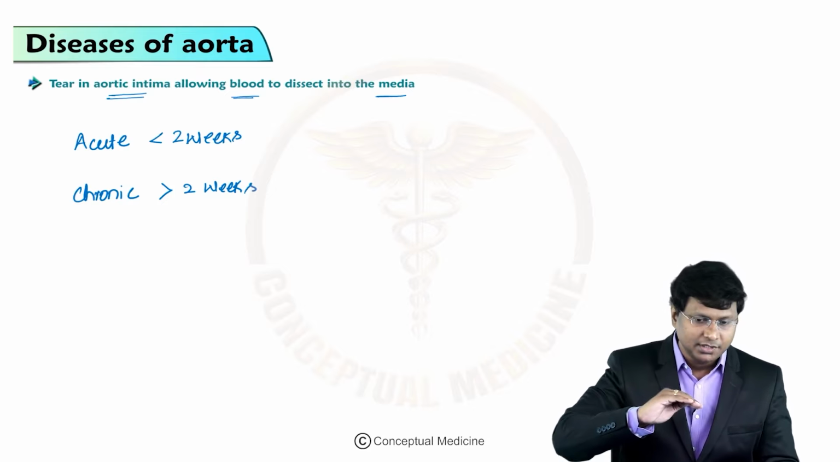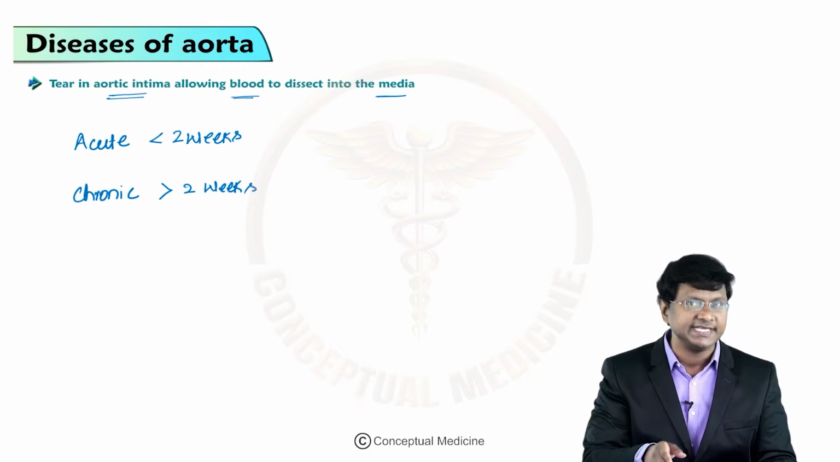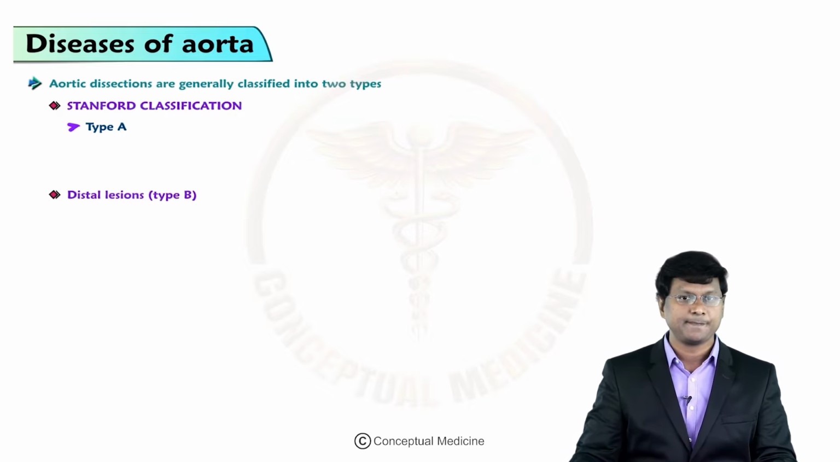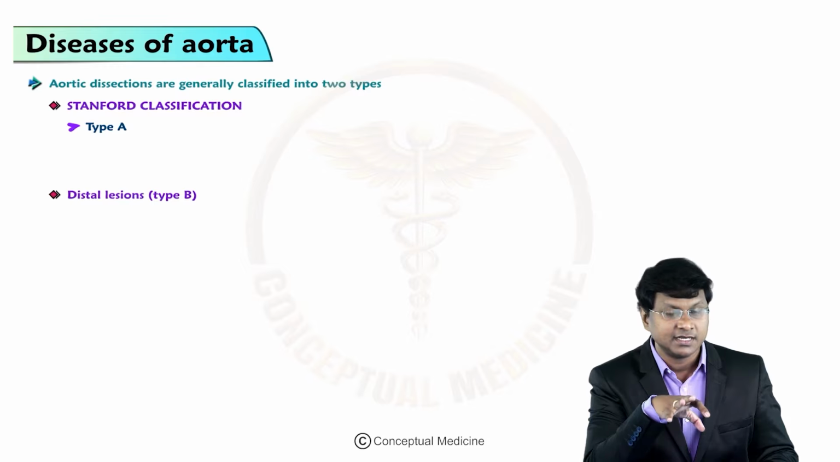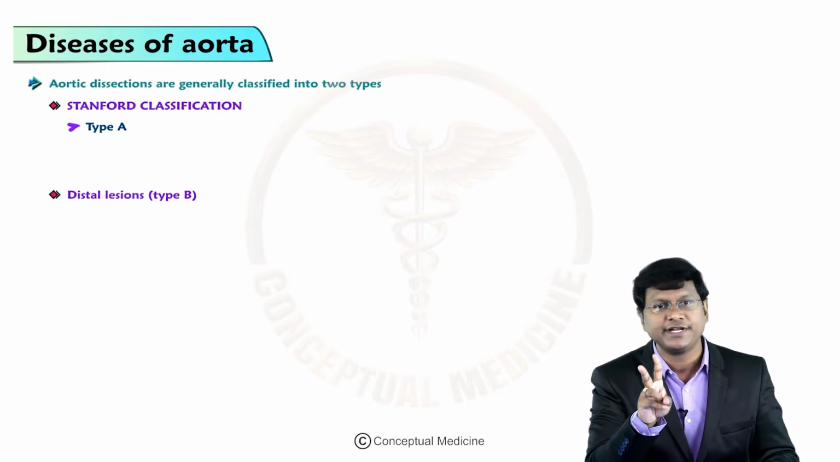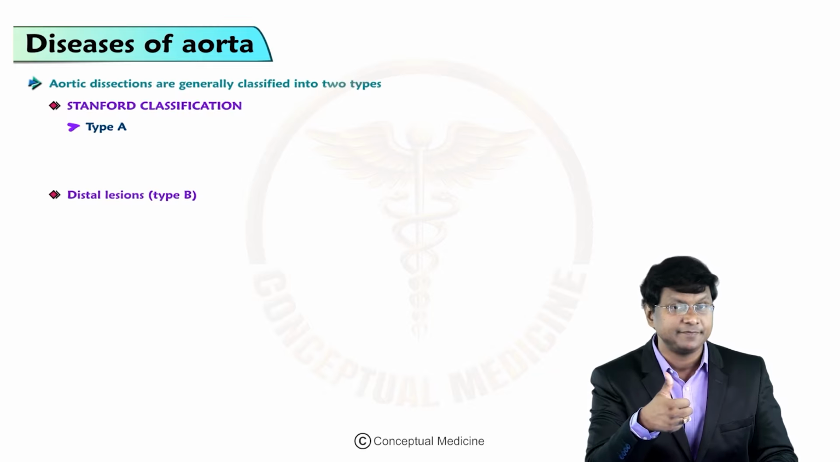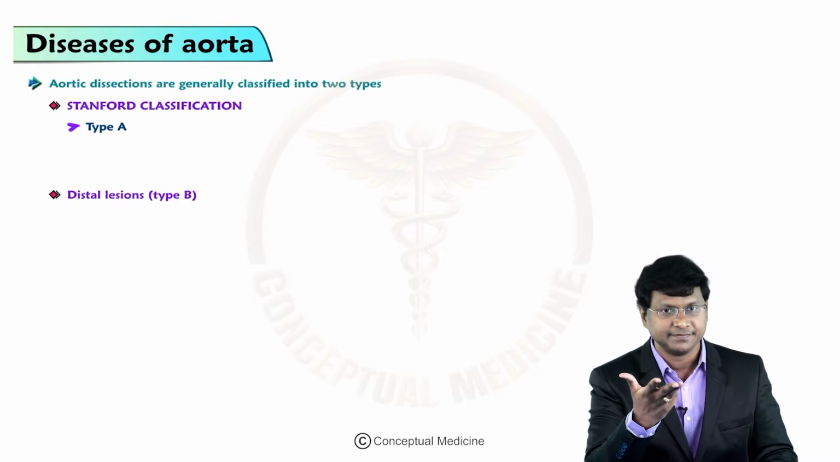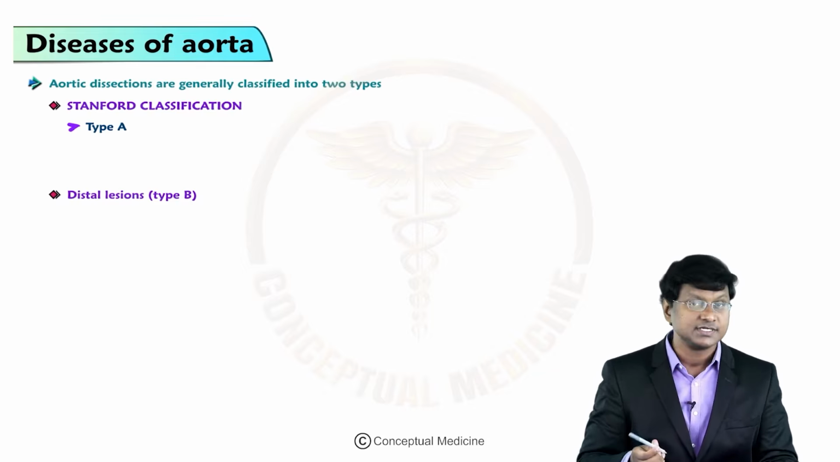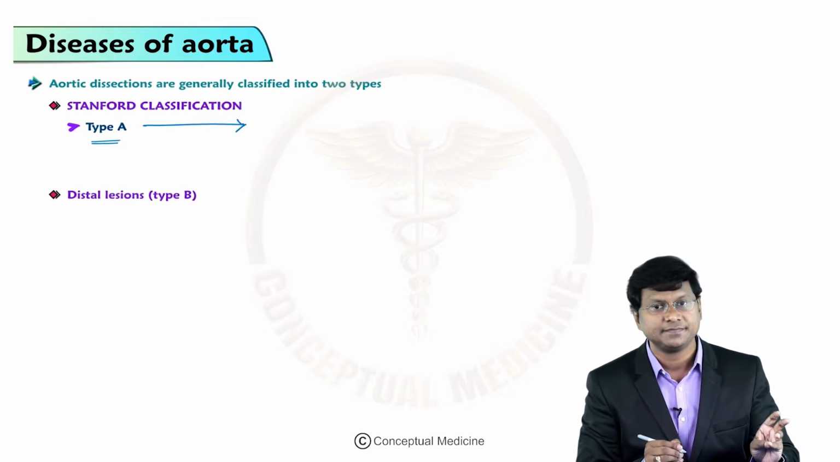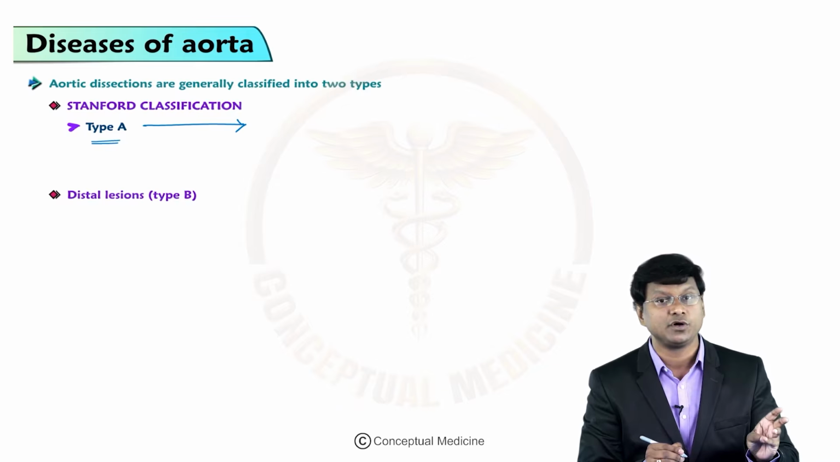Now, depending upon the site of the aorta where the dissection is, aortic dissections are generally classified into 2 types. According to the Stanford classification, we have only 2 types, type A and type B. We have another classification, the DeBakey classification, under which we have type 1, type 2, type 3A and type 3B. First let me discuss the Stanford classification. Type A involves the ascending aorta with or without involvement of the aortic arch.